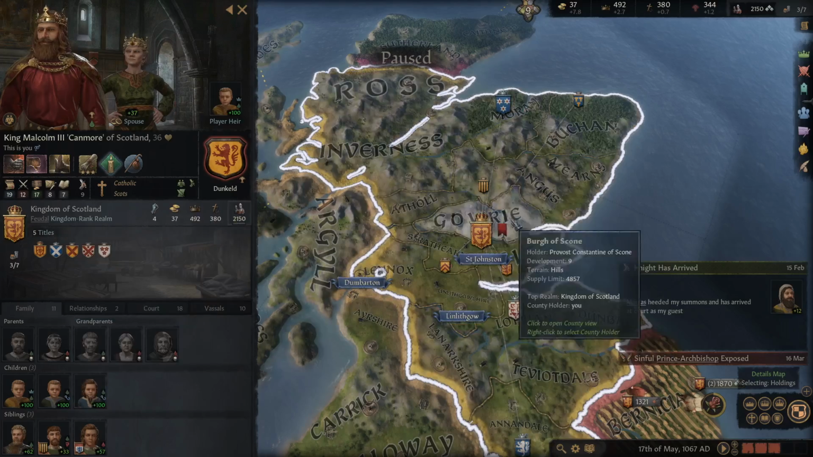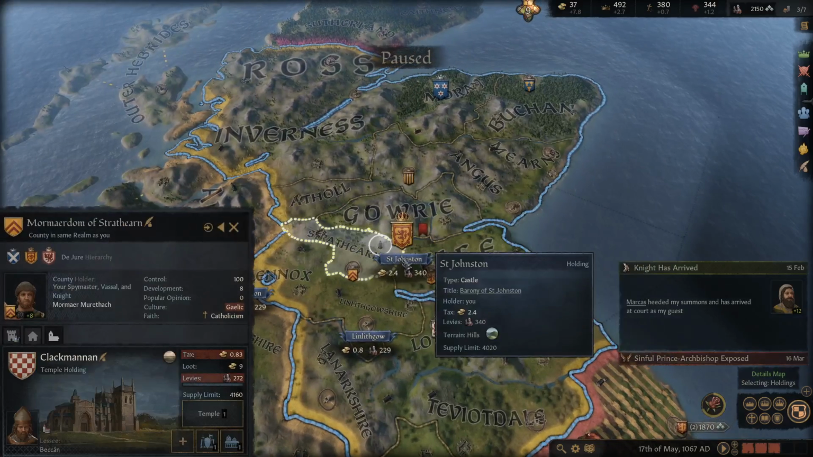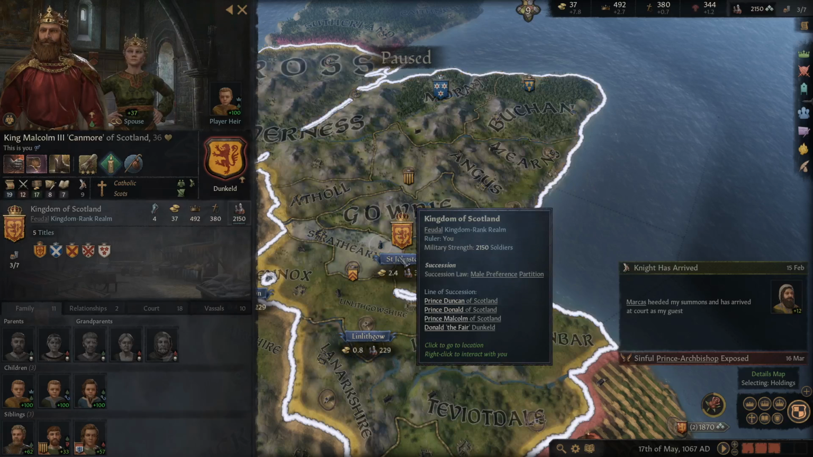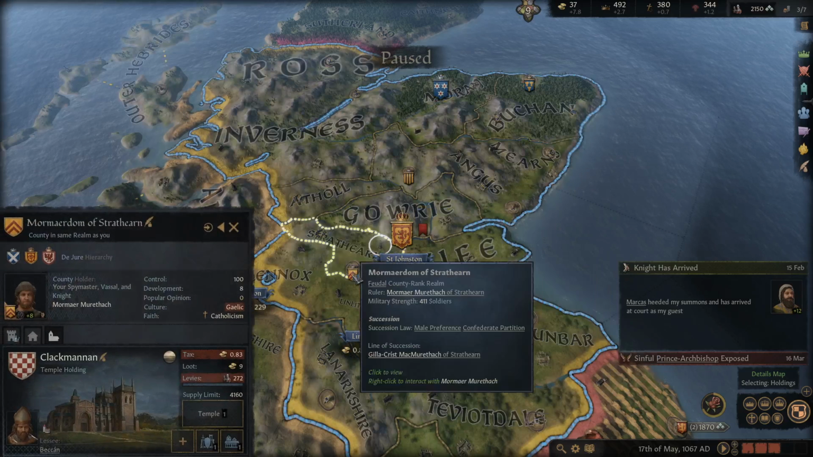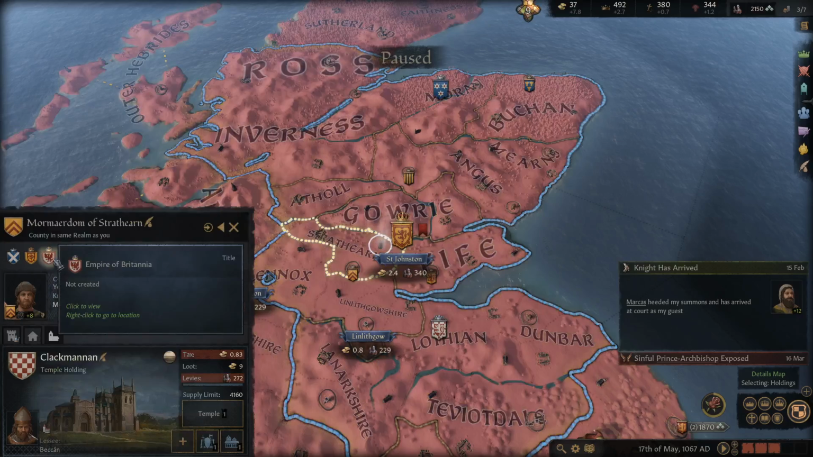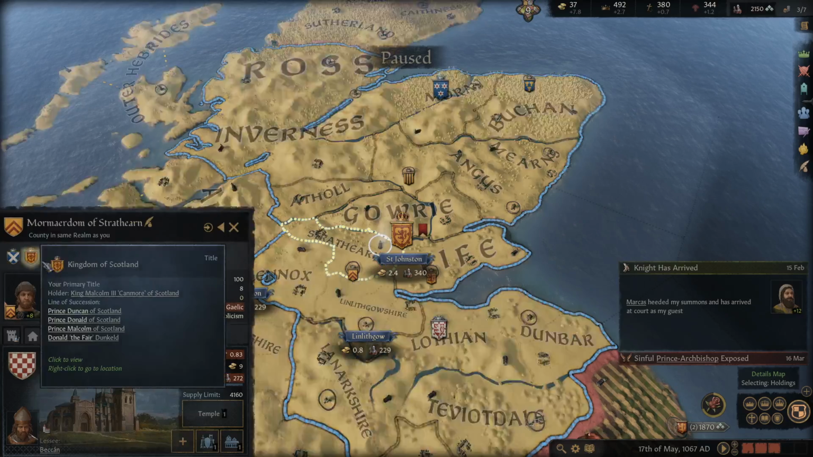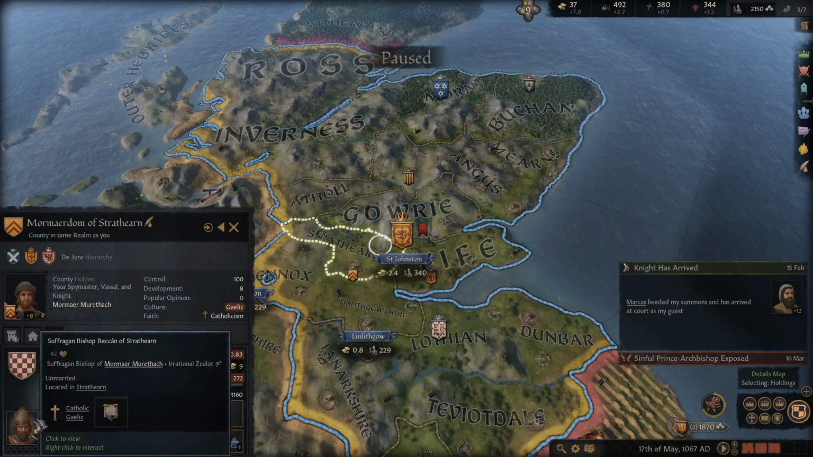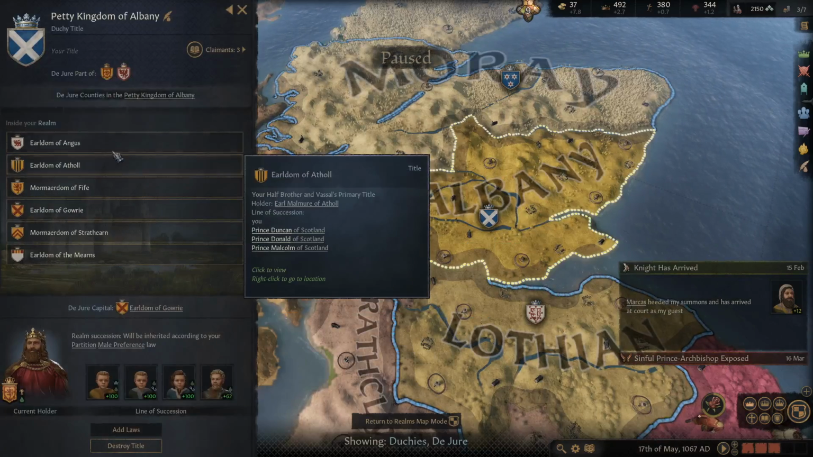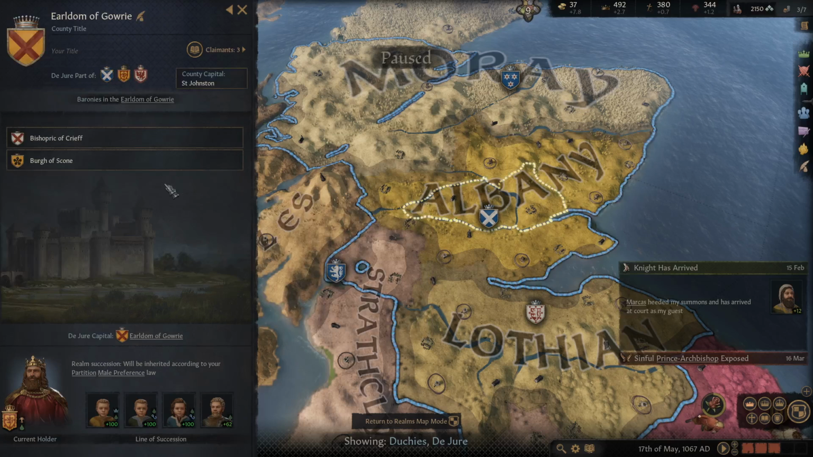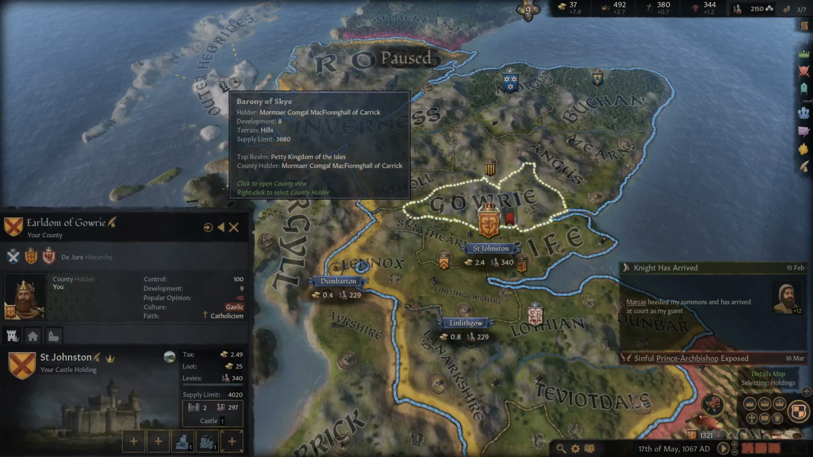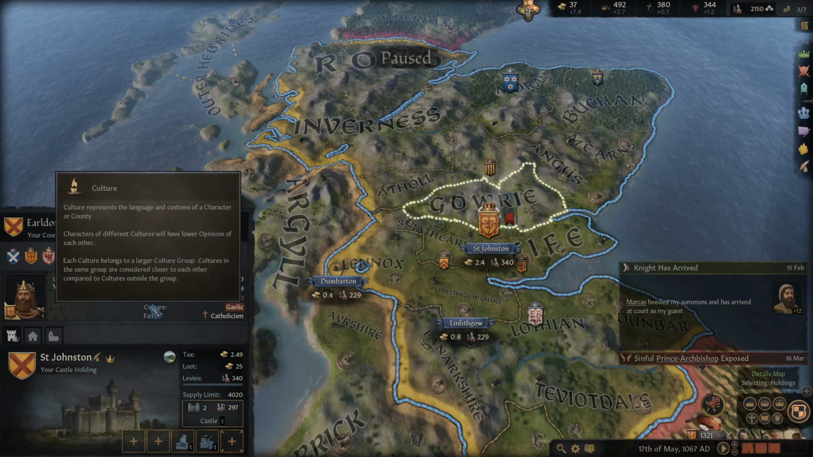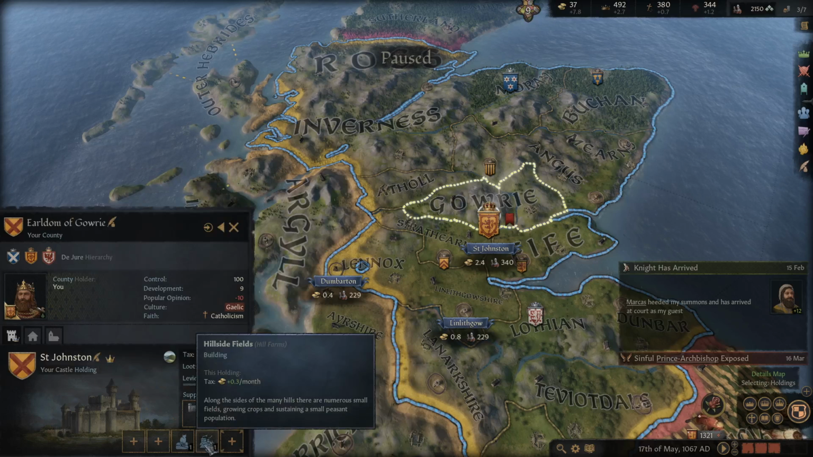So we need to... I'm trying to... Okay, wait. Part of the Petty Kingdom of Albany. Earldom of Gowrie. So this is my... Yeah, go to the county capital. I was wanting to look at things that I could build here.